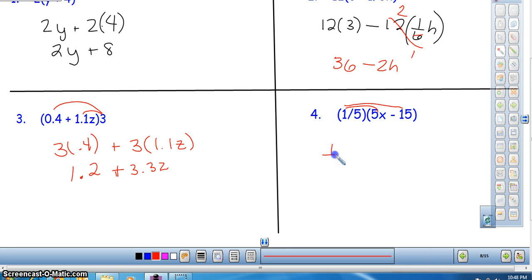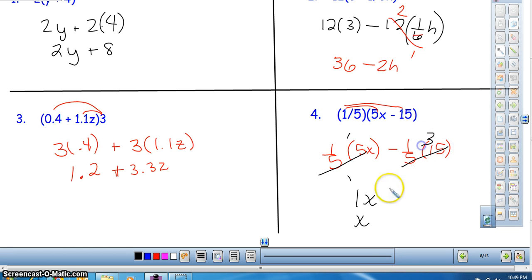1/5 times 5. Again, if I write my fraction this way, 1/5 times 5x minus 1/5 times 15. As I look at this one again, I want to simplify. 5 goes into 5, 1 over 1. I'm left with 1x. Can you simply write that without the lead coefficient 1 as x? You may. 5 goes into 15 3 times, minus 3. So either x minus 3 or 1x minus 3.